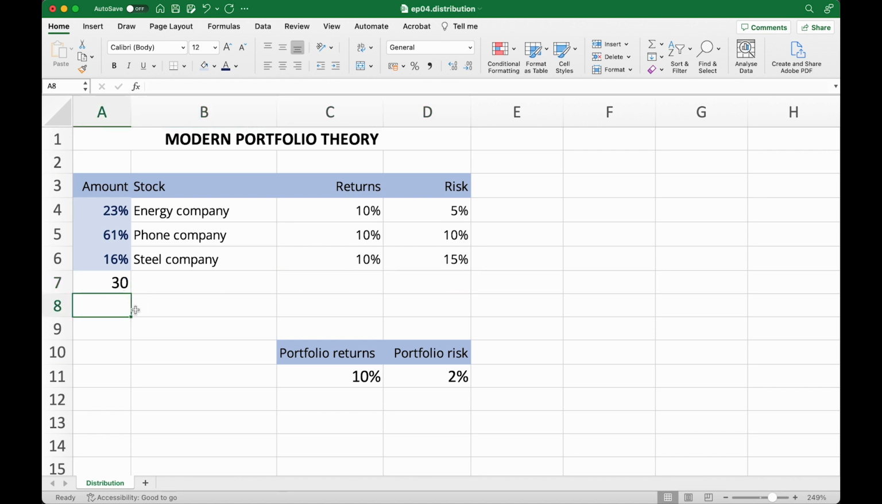So that's what this course is about. No matter how you choose your different stocks, you will learn step by step how to calculate these values so you optimize it and get the best possible portfolio returns, but with the lowest possible risk. And that will make a huge difference in the long run.